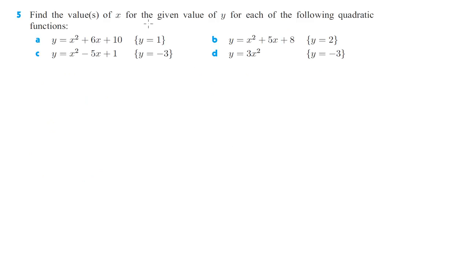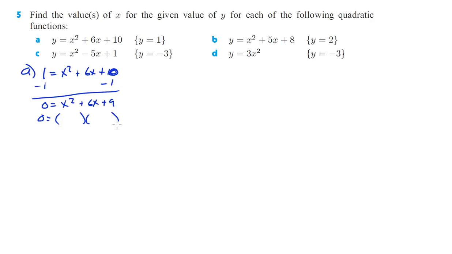Number 5. Find the values of x for the given value of y for each of the following quadratic functions. So again, we're normally used to plugging in for the x's. Now we're plugging 1 in for the y here. So for a, we've got 1 equals x squared plus 6x plus 10. Oops, that's a 10 there. We want to subtract 1 from both sides, set one side equal to 0: x squared plus 6x plus 9, and now we're just going to factor this one.